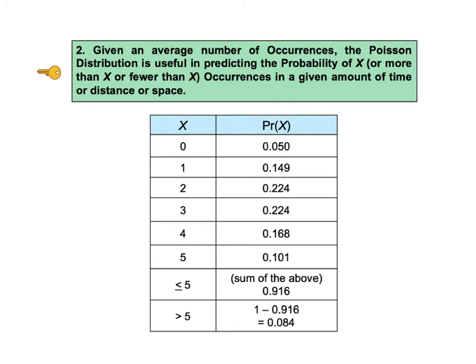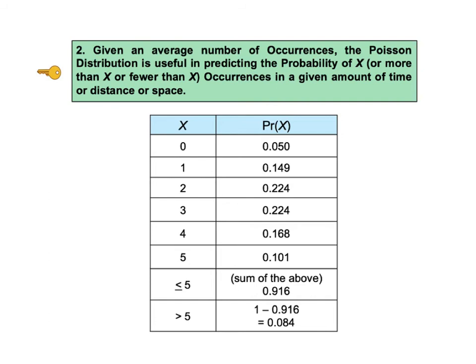Our approach is to use the Poisson distribution to get the probabilities of x equals 0, 1, 2, 3, 4, and 5. Then we total these probabilities to get the probability of x being less than or equal to 5. This total probability is 0.916 in our example. We subtract this from 1, or 100%, to get the probability of x being greater than 5.